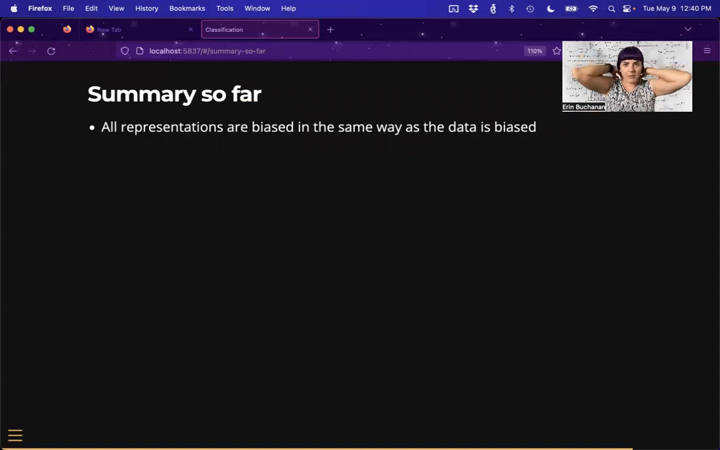So our summary so far. Okay. Before we get into hand-coded text. So all representational systems, from basic level vector models all the way up to, if you go deep learning model, and transformers, are biased in the same way that whatever data is used to train them or extract them are biased.